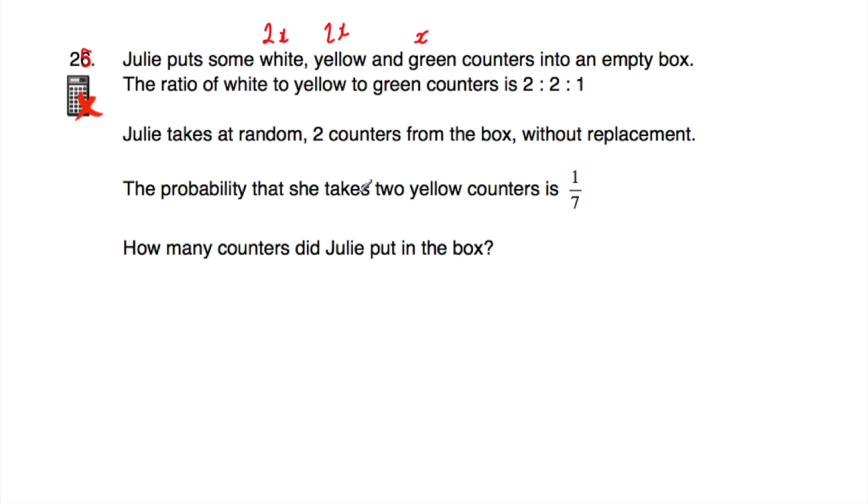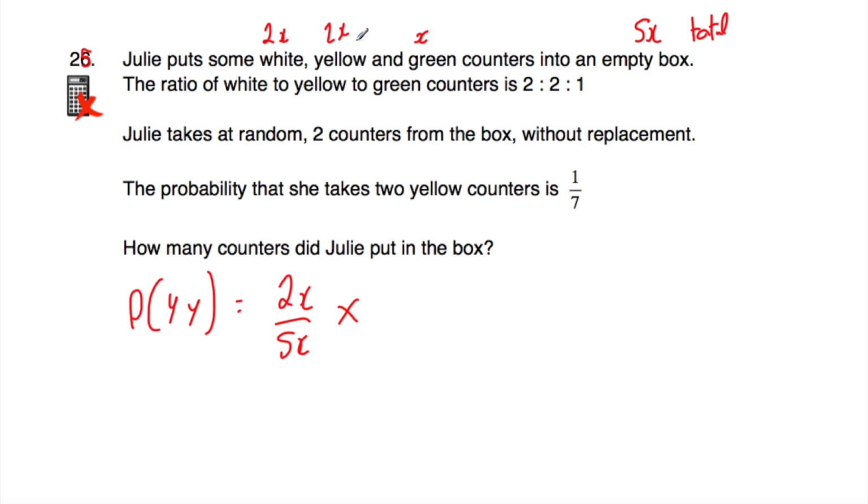Now we were told the probability that she takes 2 yellow counters is 1/7. So let's find the probability of a yellow counter and a yellow counter. In terms of the first counter being yellow, altogether there's 5x counters in the box, and 2x of them are yellow. So the probability that the first counter selected from the box at random is yellow would be 2x out of 5x. That can be cancelled down to 2/5, and that makes sense, because if the ratio is 2 to 2 to 1, the probability of getting a yellow counter out of the box would be 2 out of 5, 2/5. So we've now found the probability that the first counter is yellow is 2x out of 5x, or 2/5 if you cancel it down. Then we're going to multiply that by the probability that the second counter is yellow.